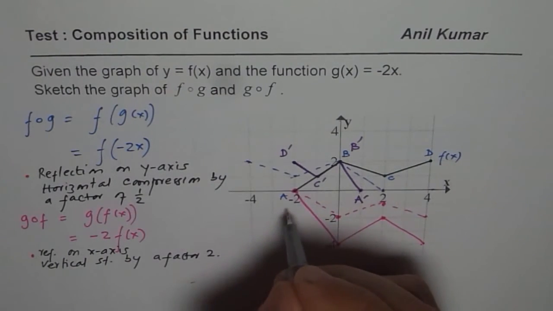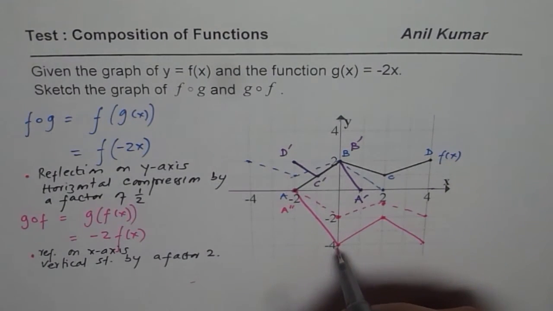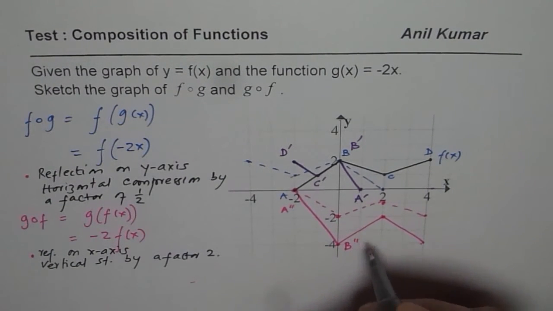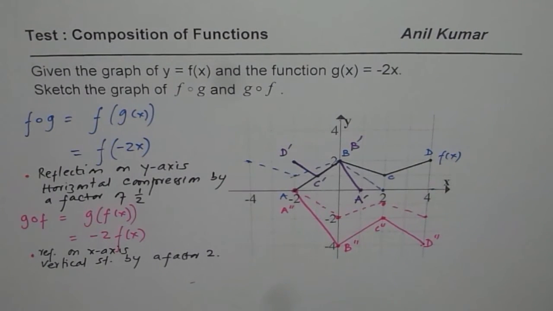Let me call them A double dash. Now this is B, right? B double dash, C double dash, and D double dash. The second transformation. So whenever we do f of g, the transformation is horizontal in nature, and when you do g of f, it is vertical in nature, and that is what you need to understand from this example.